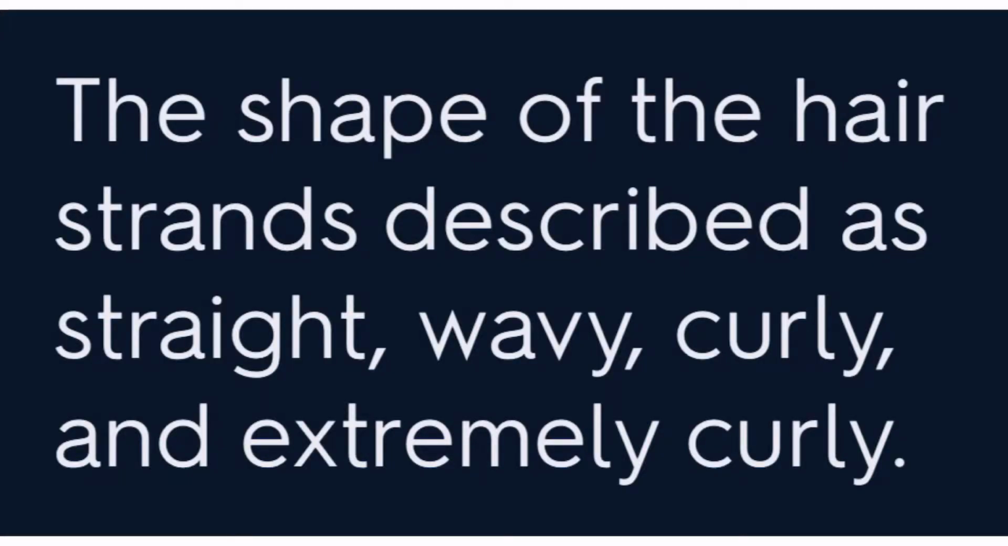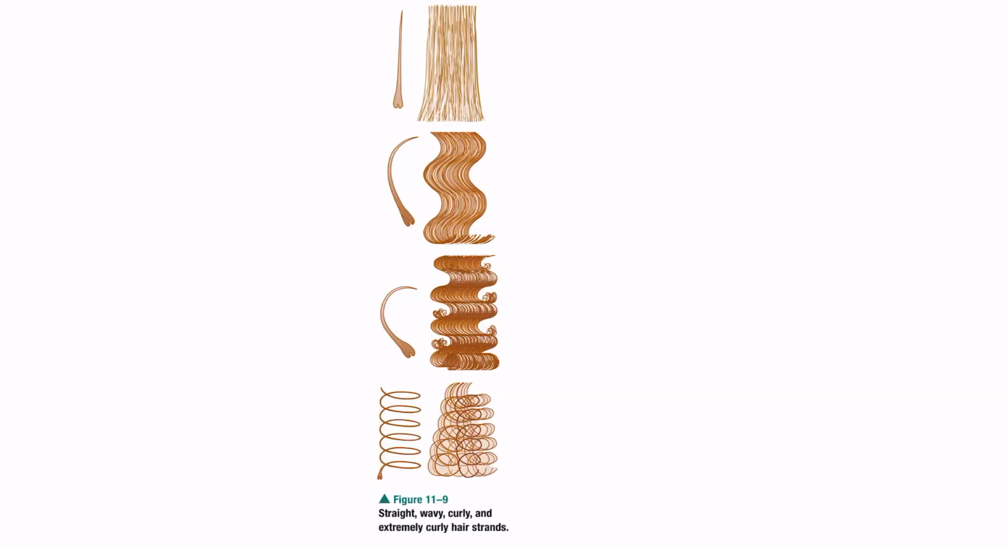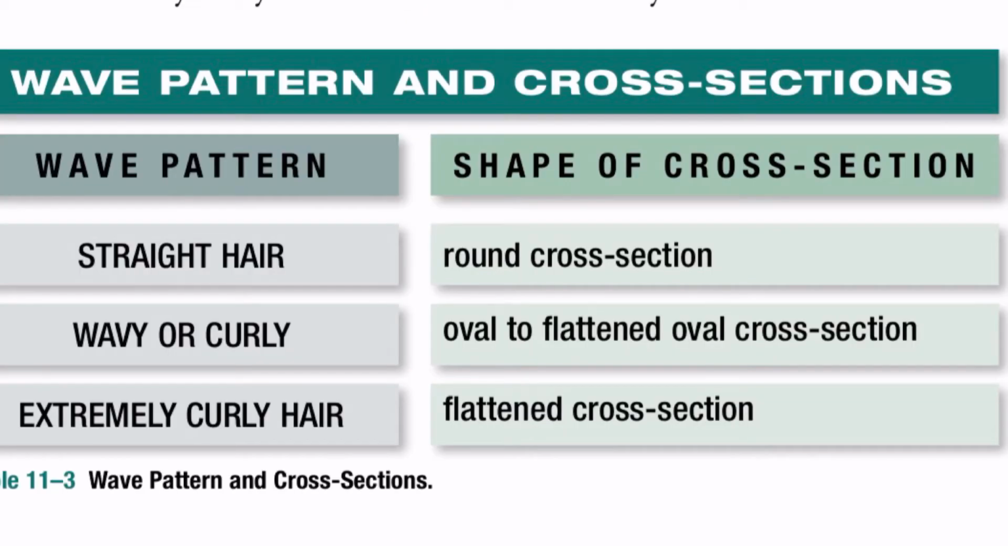Wave pattern is the shape of the hair strands, described as straight, wavy, curly, and extremely curly. Some people will refer to extremely curly hair as overly curly hair or Afrocentric hair. And then here is a lovely diagram showing you the difference between straight, wavy, curly, and extremely curly hair strands.